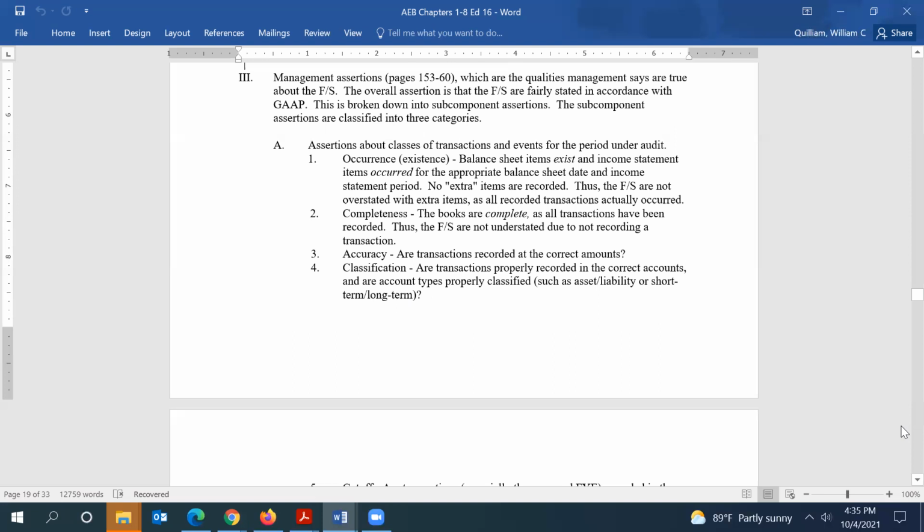Now, number 3, accuracy. Are transactions recorded at the correct amounts? Are the right amount of dollars there? That's pretty easy. Number 4, this was easy too, classification. Are transactions properly recorded in the correct accounts? And are account types properly classified, such as asset or liability, or short-term versus long-term? Okay, that's easy.